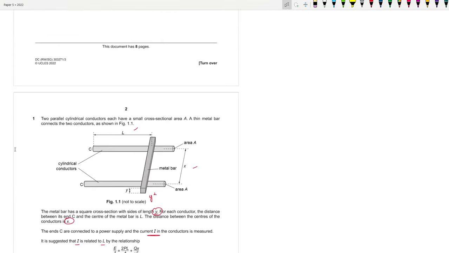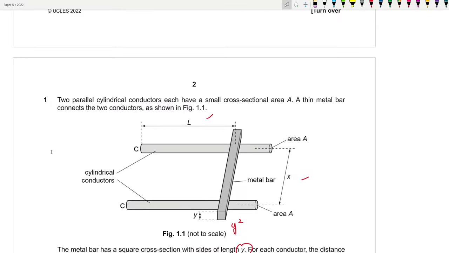Starting with question number 1, we have two parallel cylindrical conductors. Each has a small cross-section area A. A thin metal bar connects the two conductors as shown in figure 1.1. The metal bar has a square cross section with sides of length y, right? And for each conductor, the distance between its end C and the center of the metal bar is L. So this is the distance L that they're talking about, the distance from the end C to the center of the metal bar.